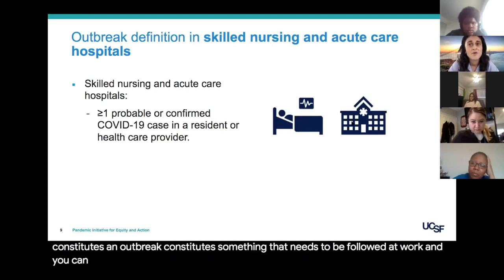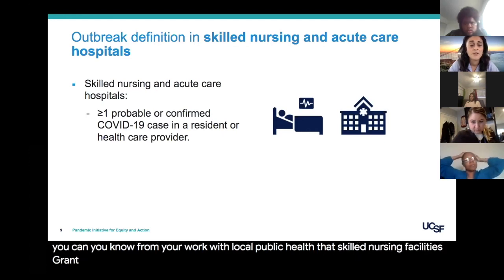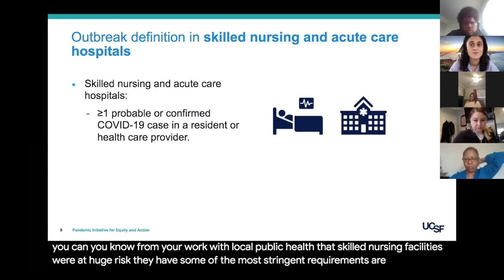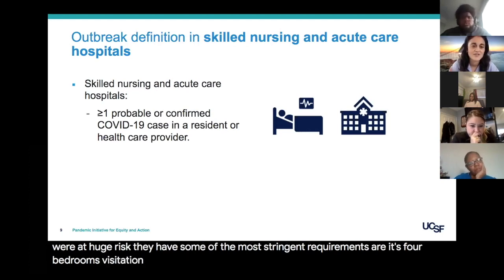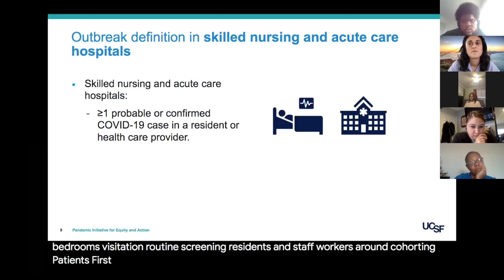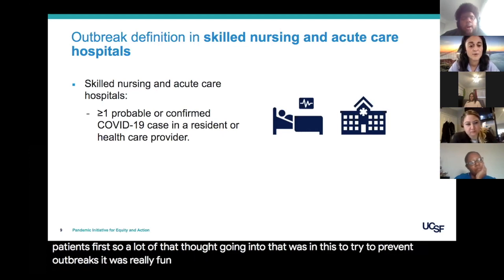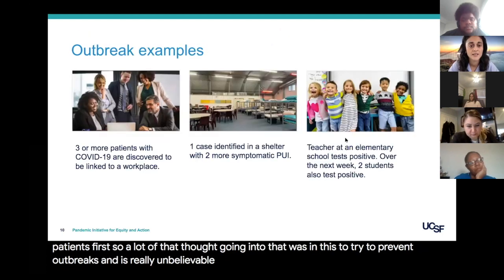And you can tell from your work in local public health that skilled nursing facilities are at huge risk. They have some of the most stringent requirements, and we'll hopefully talk about this more, around visitation, around routine screening of residents and staff members, around cohorting patients if people are symptomatic. So a lot of the thought going into that is to try to prevent outbreaks in this really vulnerable group. Okay, next slide.